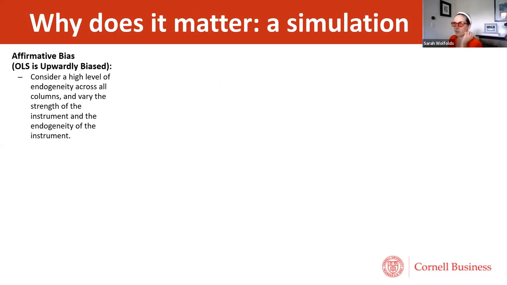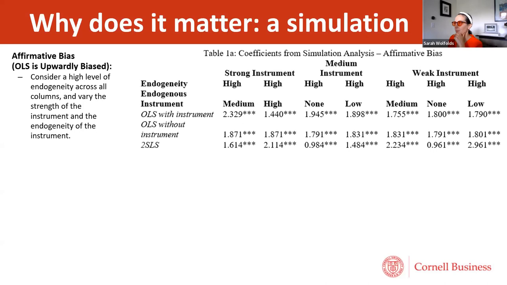Okay, so first let's consider affirmative bias. This is the case where OLS is upwardly biased, which we consider should be more common if good managers are more likely to pick strategies that maximize profitability. I apologize, the formatting in this table is not great, so let me explain what's happening. The first two columns have a strong instrument, the third and fourth columns a medium instrument, and the last three a weak instrument.